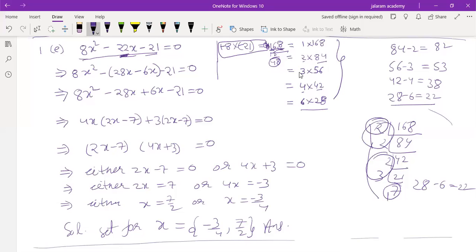This method is better. Is that clear to you? Don't use this method of prime factorization. Sometimes 10 or 12 factors are obtained on prime factorization, and we are not able to find the pair, but in this we are getting the pairs only. Okay, understood? So use this method only, don't use this method. Okay, is that clear to everyone?